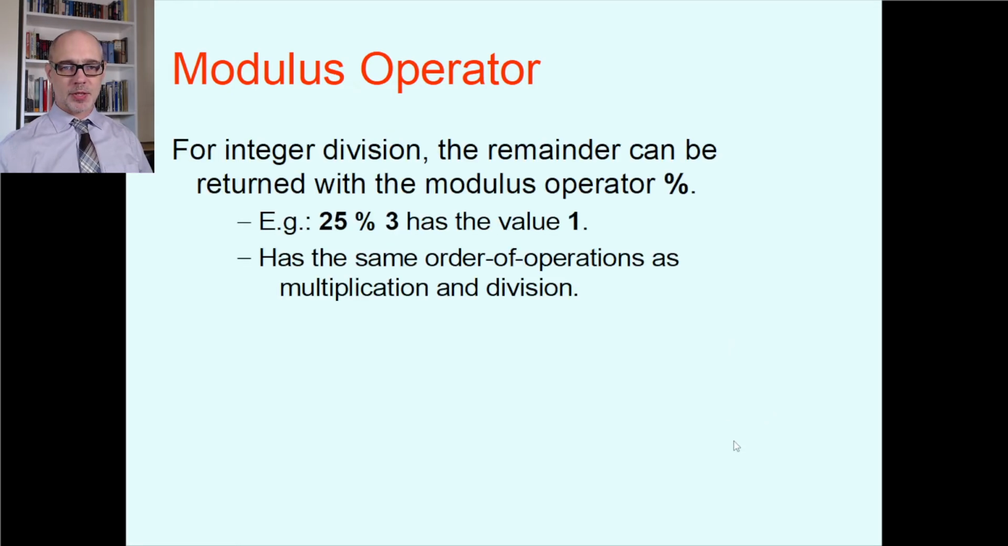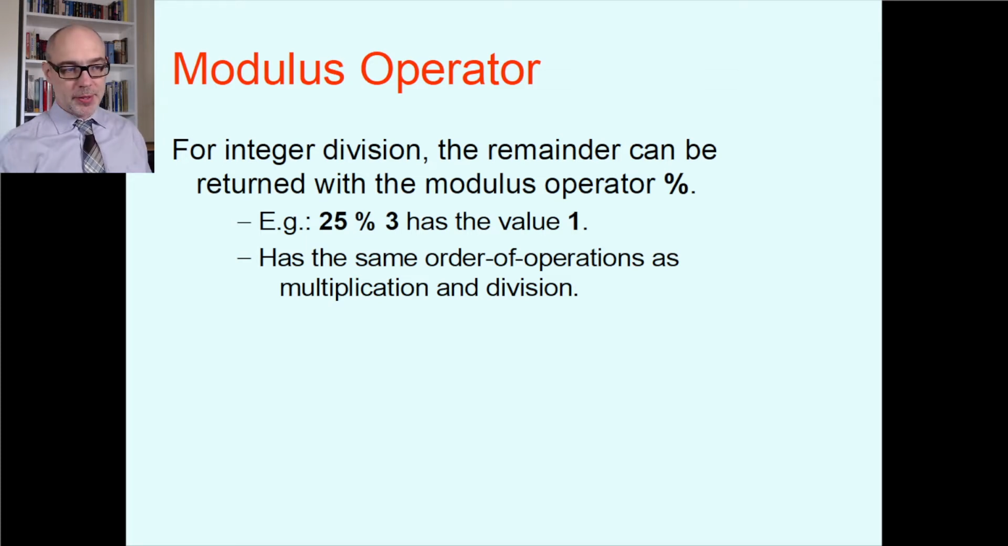So not too surprising. For integer division, specifically, the remainder can be returned with this modulus operator that looks like the percentage symbol. I think we're using that because it's got a slash in it, kind of like the division symbol. That's why we used it. So for example, 25 modulus 3, right, 25 % 3 is what it looks like, has the value of 1. Because if you're dividing 3 into 25, 3 goes in 8 times, and 8 times 3 is 24, and there's 1 left over. So the remainder, I would say, or the modulus, is 1.